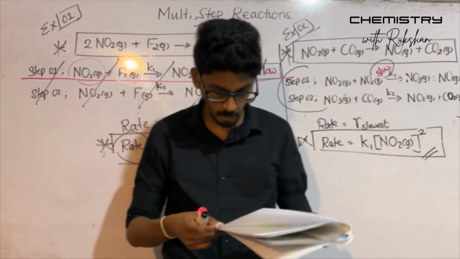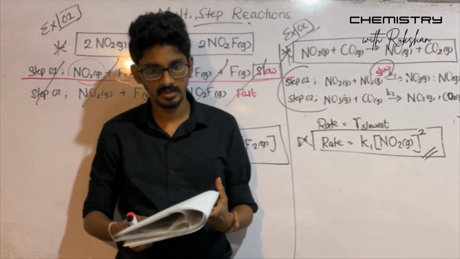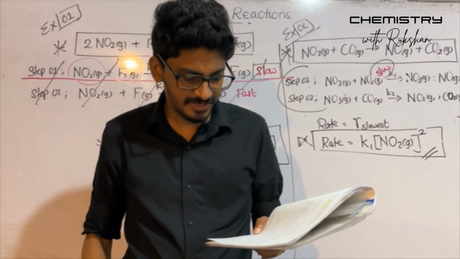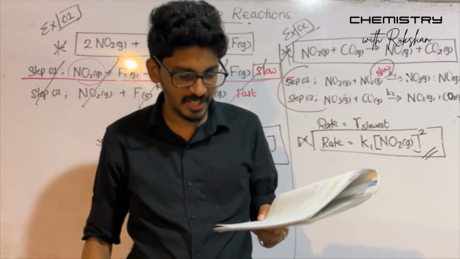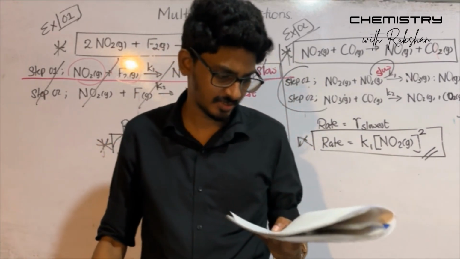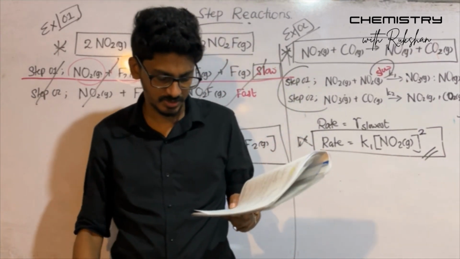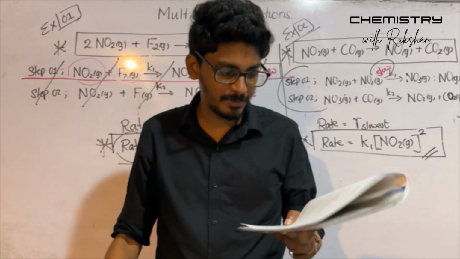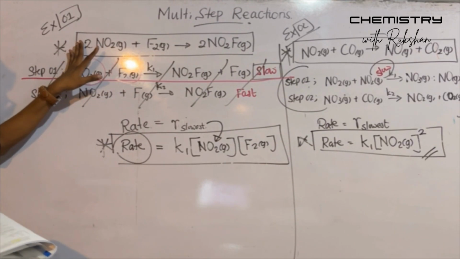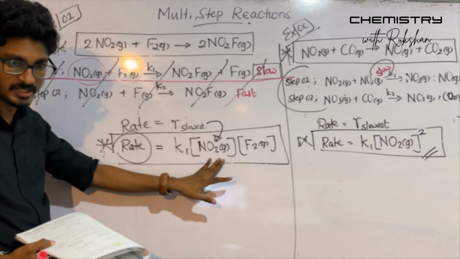So at page number 27, the bottom line, you can highlight that. The second NO2 is involved after the RDS. Just highlight that thing which is in bold letters. It does not appear in the overall rate law. As the second NO2 is participating in the reaction after the slow step, that is why it is not indicated here.